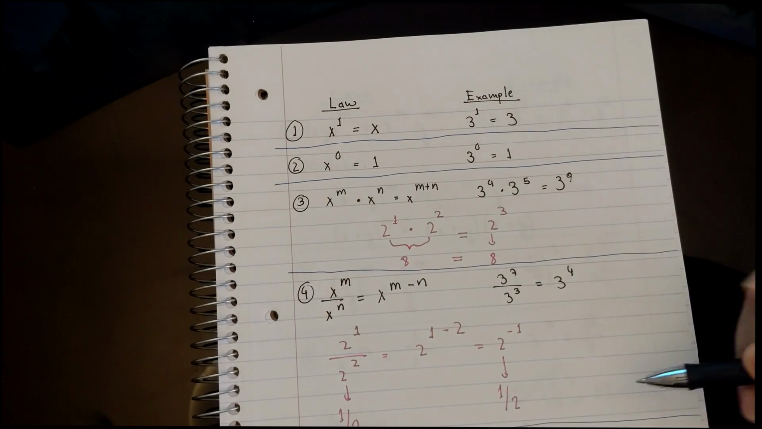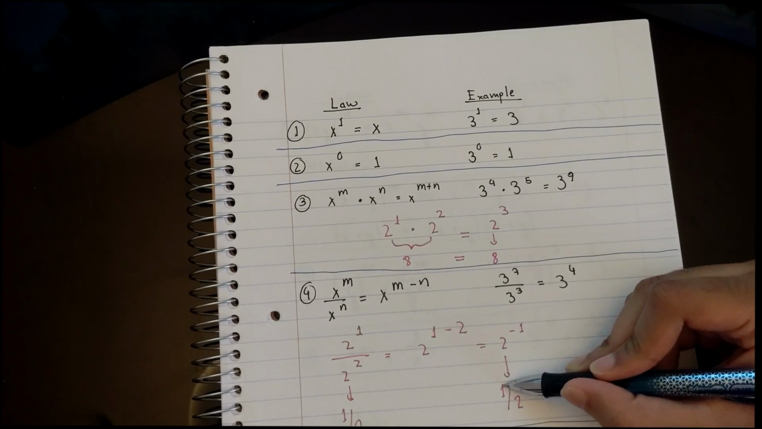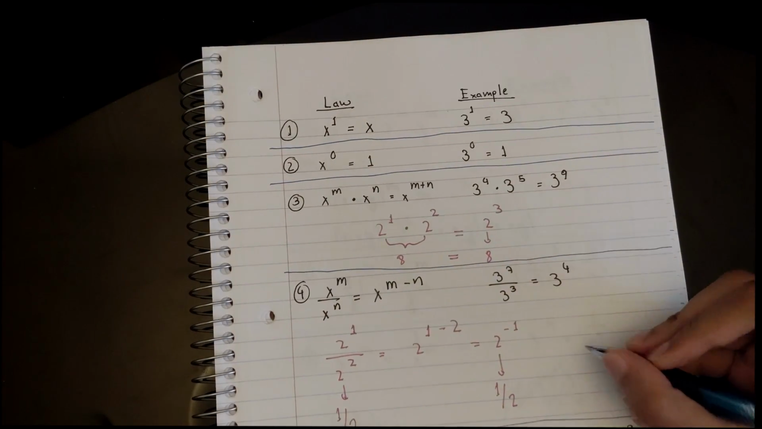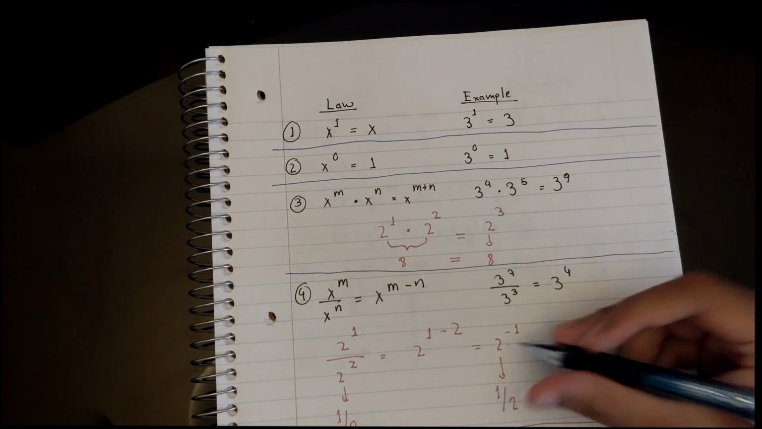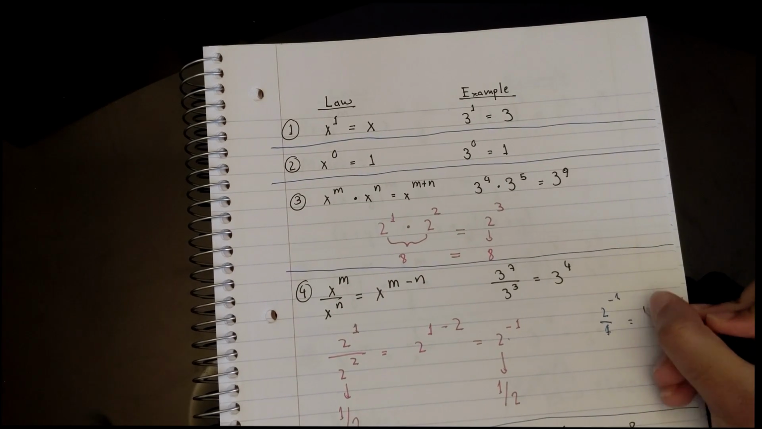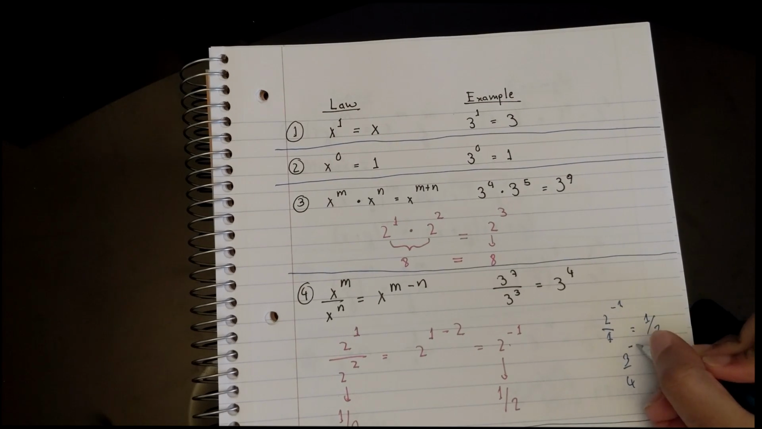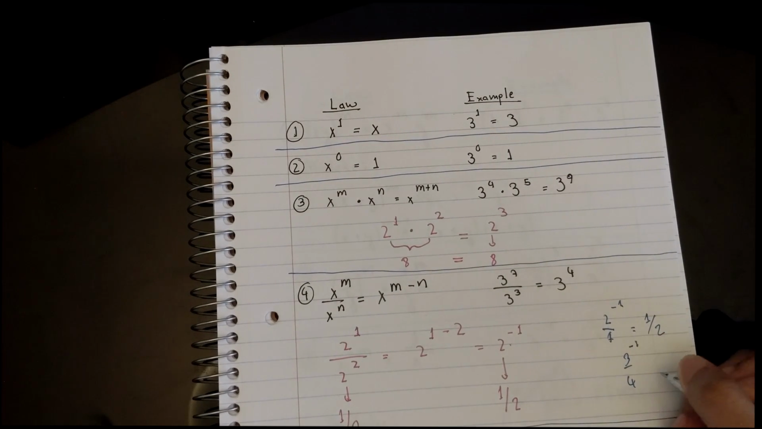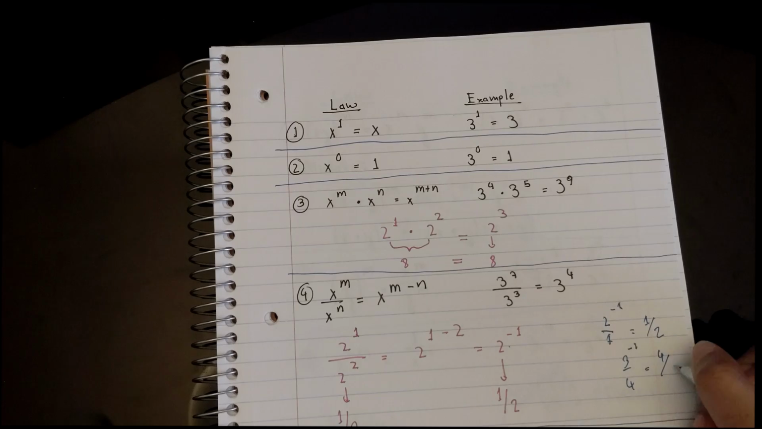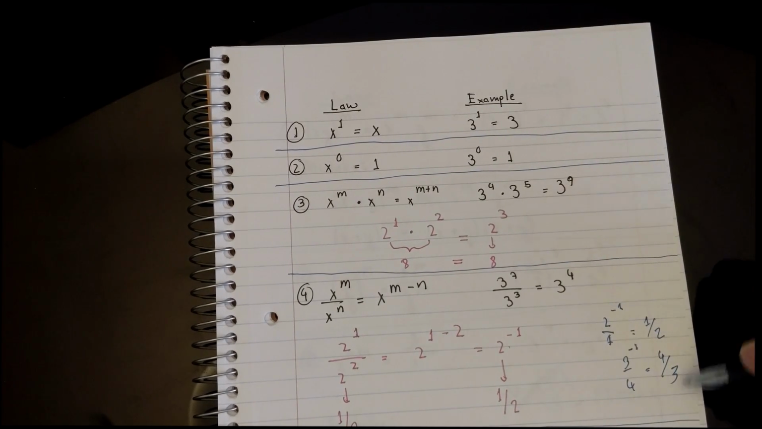Basically, if there's ever a negative exponent, you just flip it. So 2 is basically 2 over 1. If there's a negative, you flip it, so 1 over 2. 3 over 4 with a negative 1 becomes 4 over 3. Like that. And we're going to learn about it later on in this video.